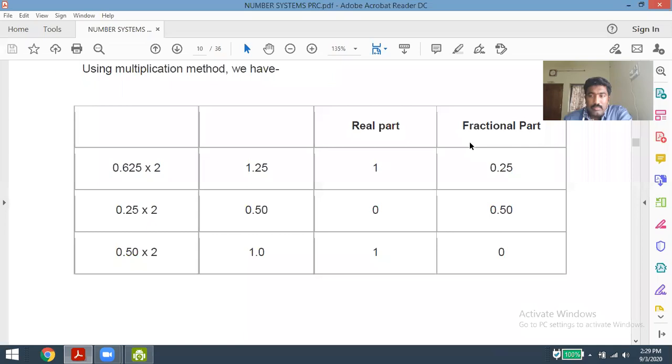Is it clear? If anyone wants, I will explain it again. Yes, sir.